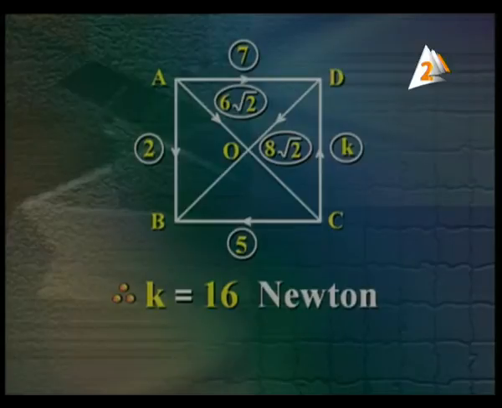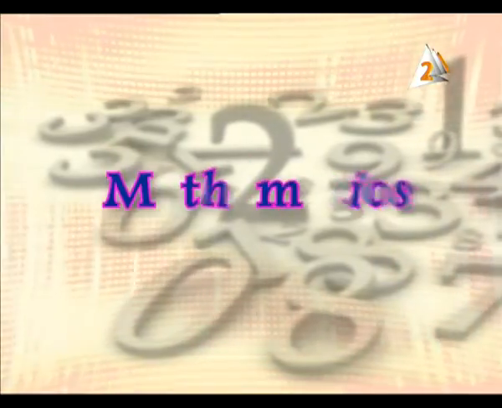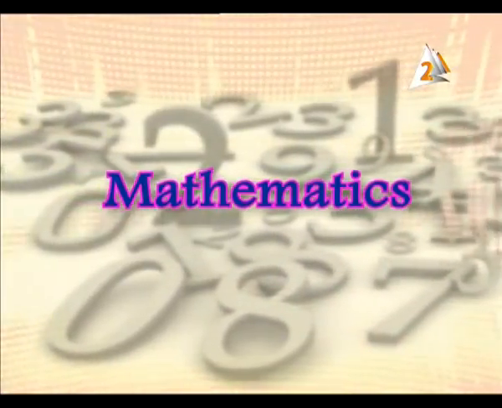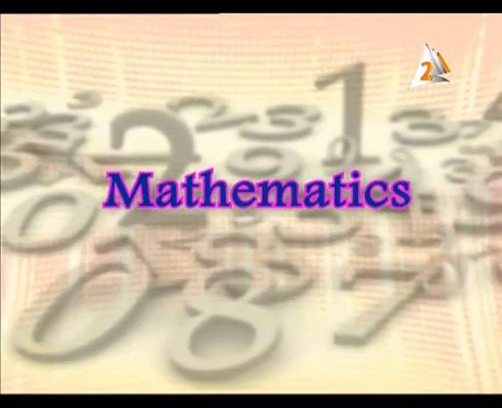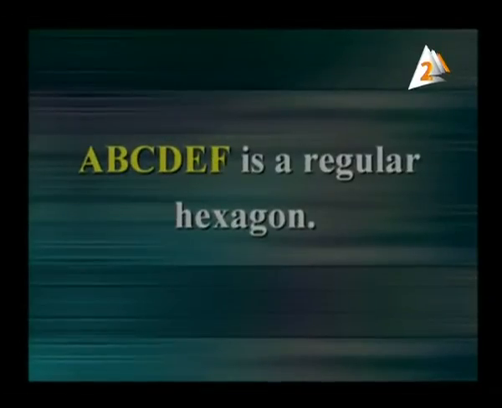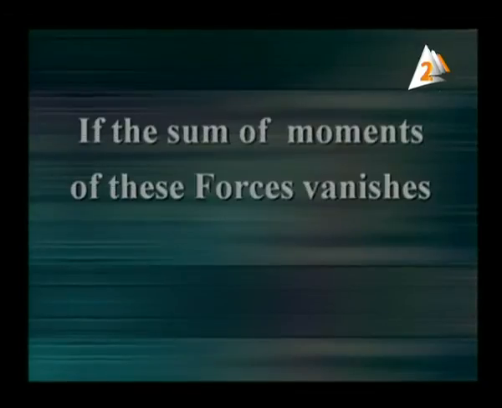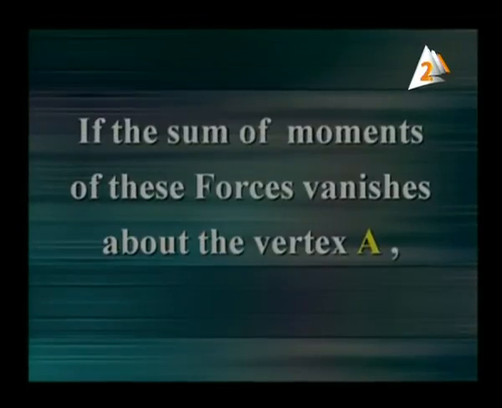ABCDEF is a regular hexagon. Forces of magnitude 80, 60, F, and 40 gram weight act along AB, BC, CD, and ED respectively. Now, if the sum of moments of these forces vanishes about the vertex A, find the value of F. Then find the moment about its center O.